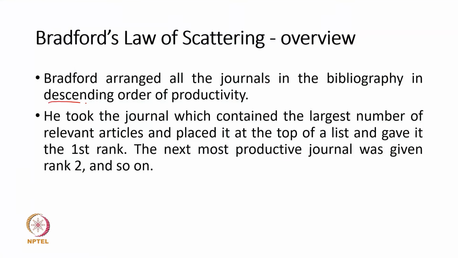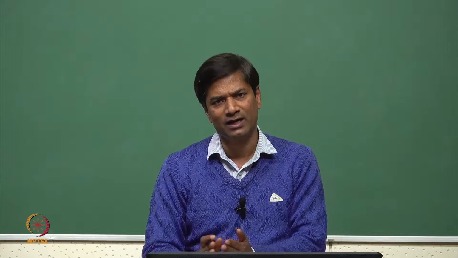Bradford arranged all the journals in a bibliography in descending order of productivity. When we talk about descending order of productivity, that means he put the journal having the maximum yield, that is, the maximum number of published articles, at rank 1, and then came down accordingly. He took the journal which contains the largest number of articles, placed it at the top of the list and gave it the first rank. Then the next journal would get the second rank, the third rank, and so on.